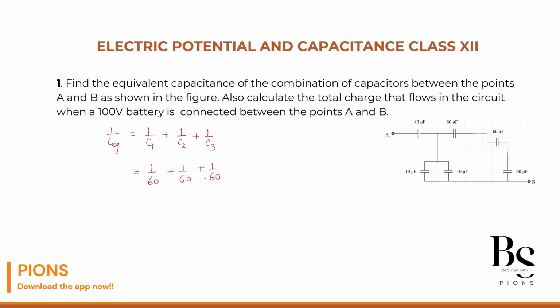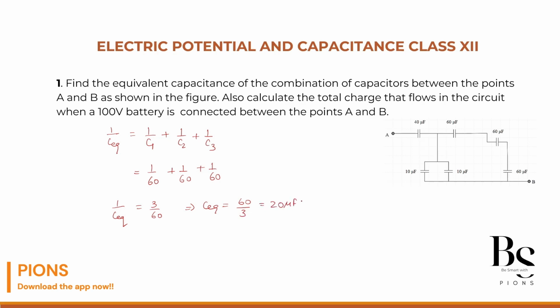Sir, you didn't convert this into microfarad? No, I will convert microfarad into farad at last when we find the charge. To find the capacitance, the final answer will be in microfarad anyway, so no need of putting 10 to the power minus 6 and getting confused. So 1 plus 1 plus 1 is 3 by 60, that is 1 by C equivalent. So C equivalent of the first branch is 60 by 3, and that is 20 microfarad.